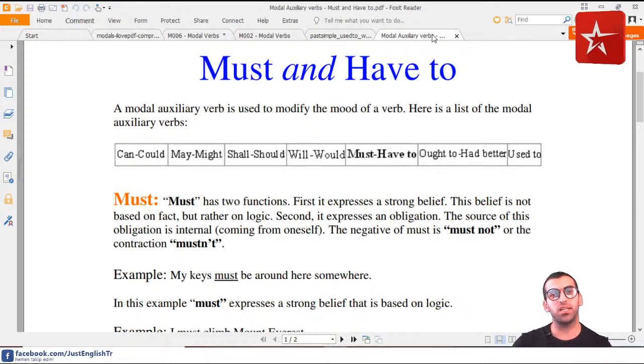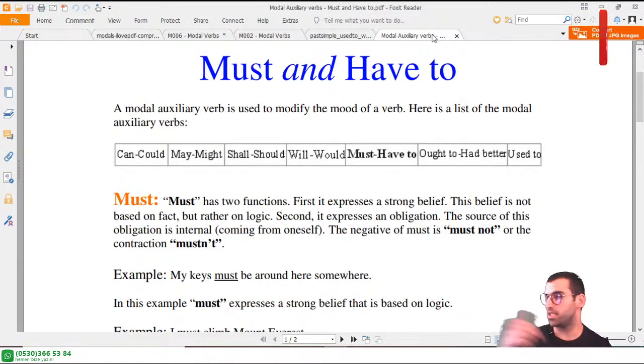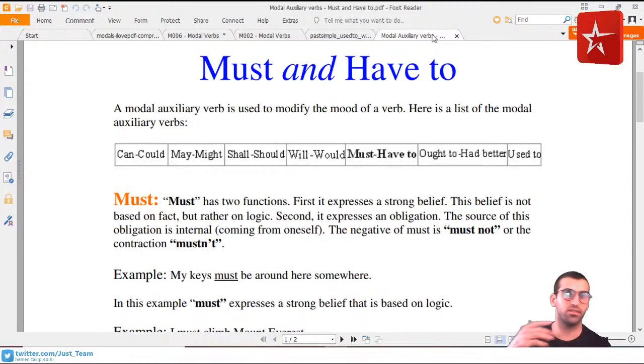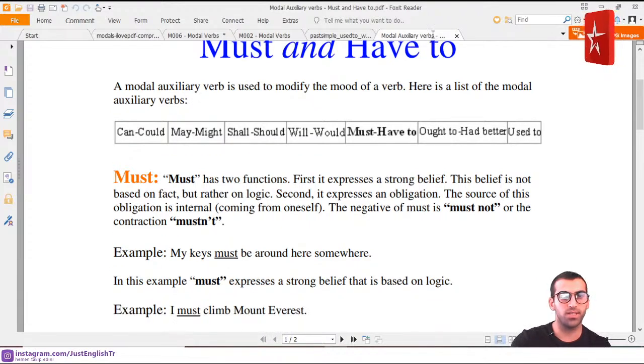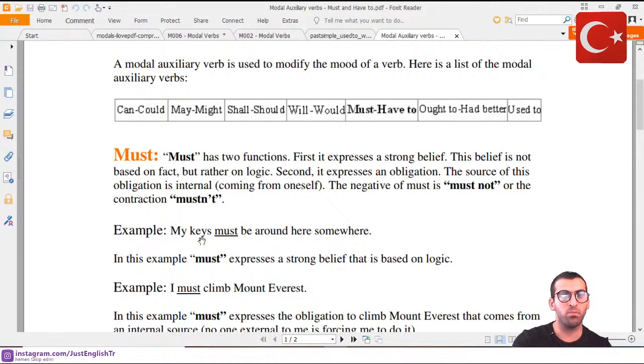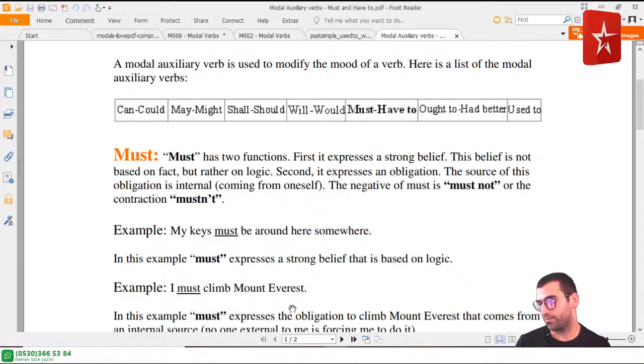And the second meaning is that it expresses an obligation. The source of this obligation is internal, dahili. It's not from someone else. The source of this obligation is internal, coming from oneself. The negative of must is mustn't, okay? So here you can see, for example, I must climb Mount Everest.